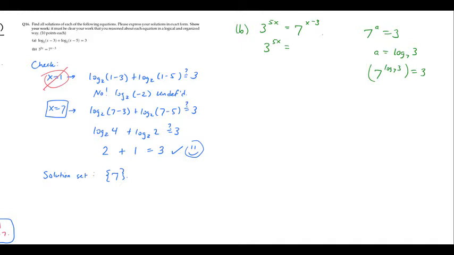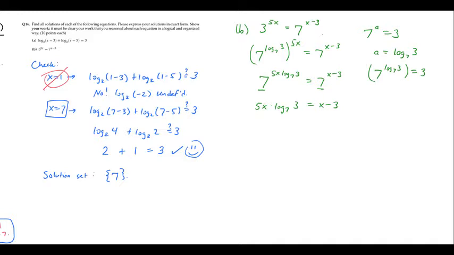Actually, let me rewrite that a little bit differently because I really wrote 3 as a power of 7 here. Okay, so I could rewrite 7 to the log base 7 of 3, all of that to the 5x equals 7 to the x minus 3. And then that gives me 7 to the 5x times log base 7 of 3 equals 7 to the x minus 3. And then, because my bases are the same, I can match exponents and get 5x times log base 7 of 3 equals x minus 3, and then I could solve for x. Because that's a linear equation.